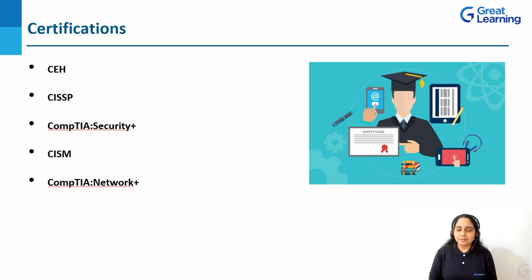Certified Information Systems Security Professional or CISSP. This certification is one among the top professional level cybersecurity certifications. This certification can be obtained from the International Information System Security Certification Consortium, also known as ISC Square. This certification covers topics such as vulnerability mitigation in web-based systems, investigations, cryptography concepts, and professional ethics.